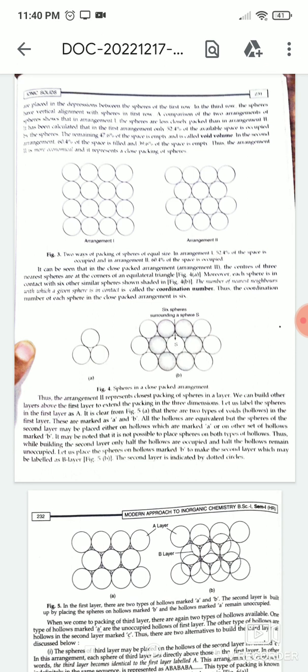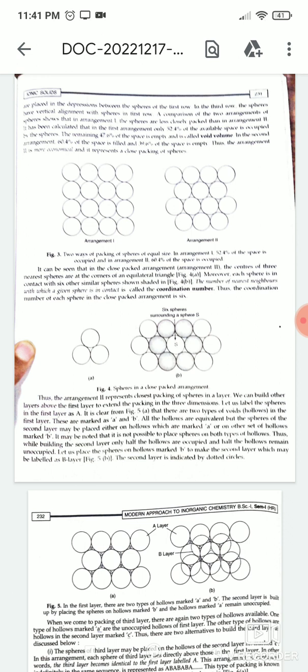We can build other layers above the first layer to extend the packing in three dimensions. Let us label the spheres in the first layer as A. It is clear from figure 5a that there are two types of void hollows in the first layer. These are marked as A and B. All the hollows are equivalent, but the spheres of the second layer may be placed either on hollows marked A or on the other set of hollows marked B.